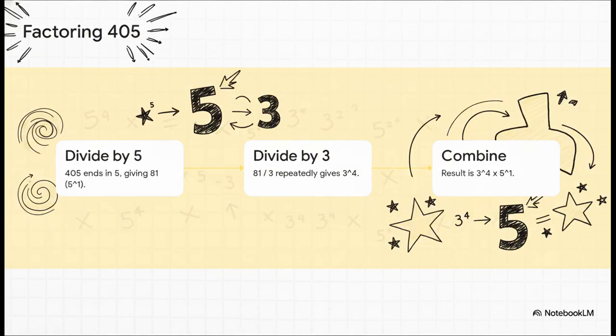Observe the number carefully. It ends in 5, so we start with 5. 405 divided by 5 gives 81. That is exactly 1 5, so 5 to the power of 1. Now we actually already know 81 from our previous calculation. We divide by 3 repeatedly down to 1, giving us 3 to the power of 4. We track our divisions meticulously and combine them to arrive at 3 to the power of 4 into 5 to the power of 1.